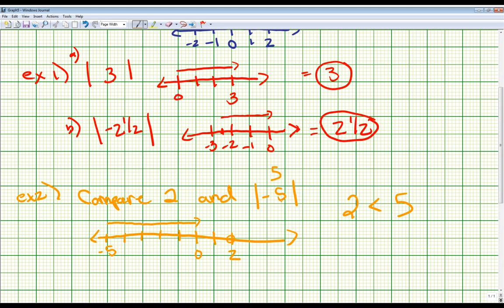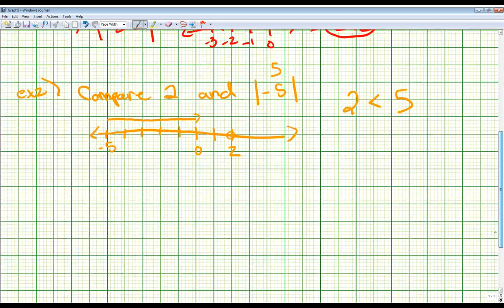2 and 5. So you really don't need to look at this number down here. You would find the absolute value answer first and compare those two numbers. And 2 is less than +5. Pause the video again and try the next set of on your owns on page 271.